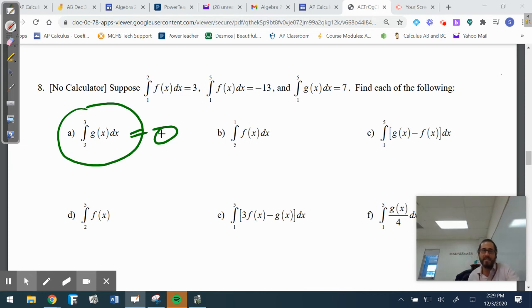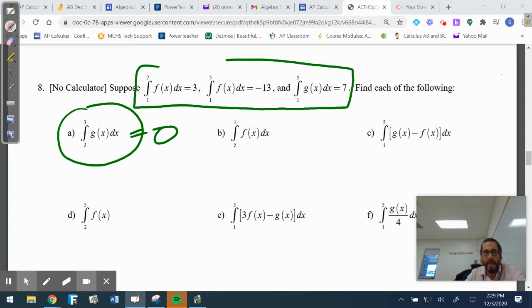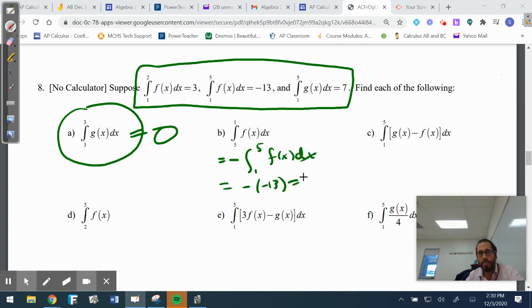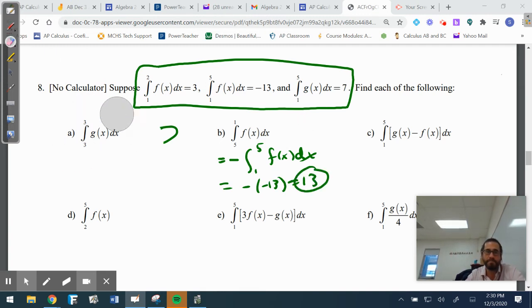3 to 3, that's going to be 0. 5 to 1. Well, remember, these are like proofs. I want to use these bad boys. The only way I can use those is to show I have exactly it. So for this, the equivalent from 5 to 1 would be negative 1 to 5. Now I can use substitution, which would be negative 13, which would be 13. Boom!